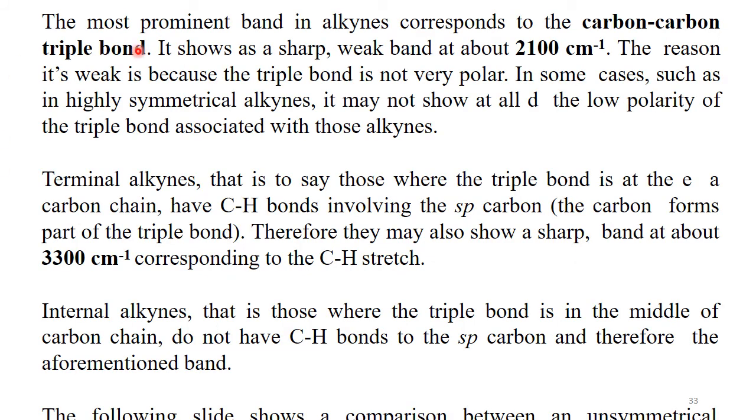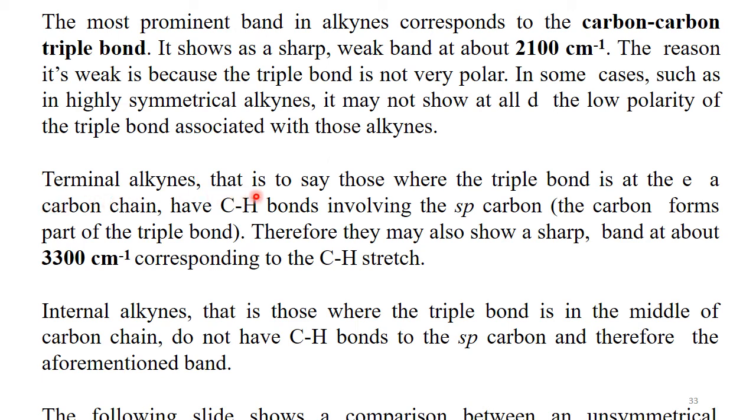The most prominent band in alkynes corresponds to the carbon-carbon triple bond. It shows as a sharp, weak band at about 2100 cm⁻¹. The reason it's weak is because the triple bond is not very polar. In some cases, such as in highly symmetrical alkynes, it may not show at all, due to the low polarity of the triple bond associated with those alkynes.